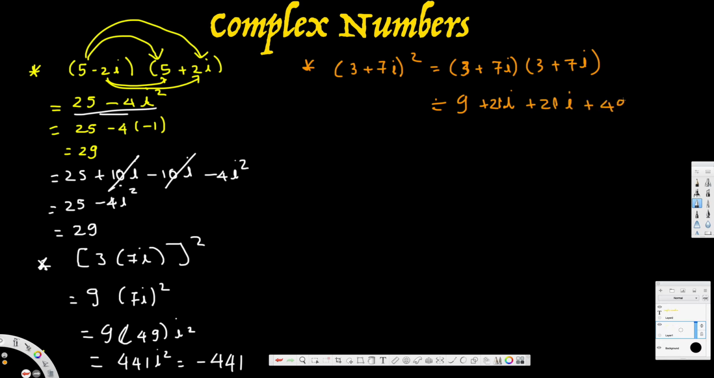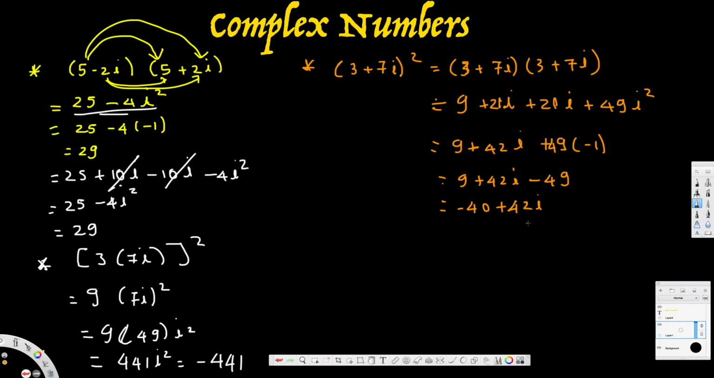plus 49i square. Okay, 9 plus 21i plus 21i is 42i, and then 49i square. i square is -1, so we are going to get 9 plus 42i minus 49. Minus 49 plus 9, we are going to get minus 40 plus 42i. That's our final answer. Now let's look at another question.